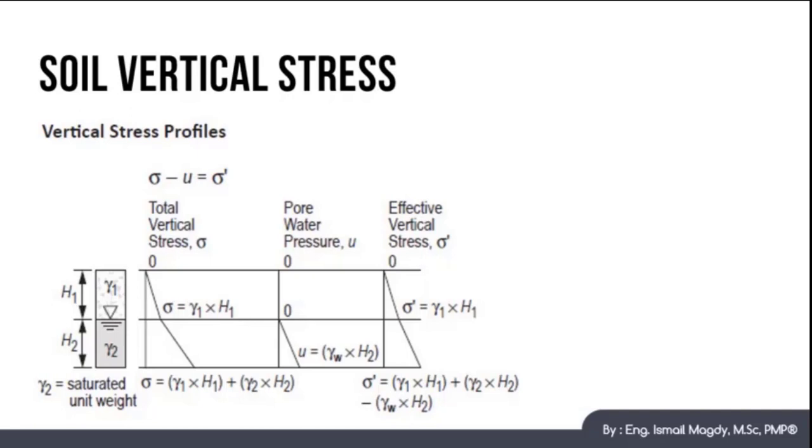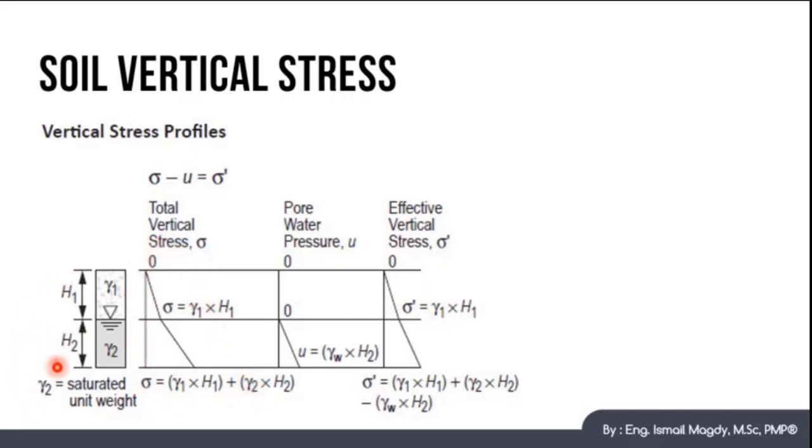And the weight of the soil simply equals the density multiplied by the dimensions. So if we want to calculate the stress on a unit area of 1 meter square, then we are going to multiply the density of the soil, which is gamma, by the height of the soil. So we will end up with this stress distribution shape as we can see here.